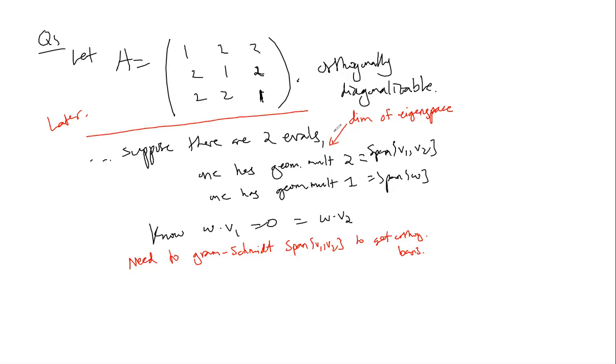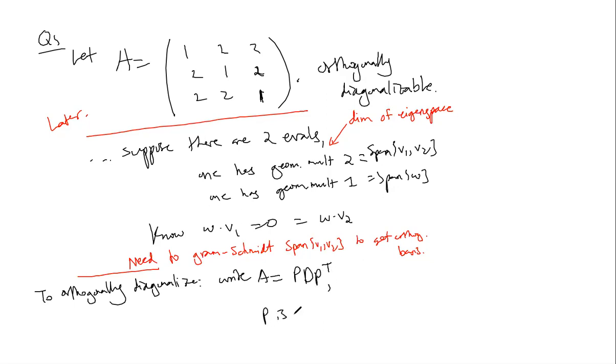But maybe before I do that, are there any questions on what it means to orthogonally diagonalize? And I'll just reiterate what it means as you're thinking about it. To orthogonally diagonalize means to write the matrix as P D P transpose, where P is orthogonal, consisting of eigenvectors, and D is diagonal.